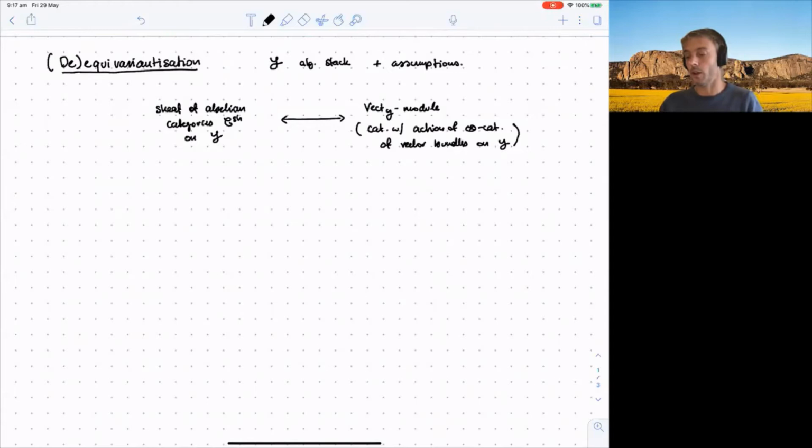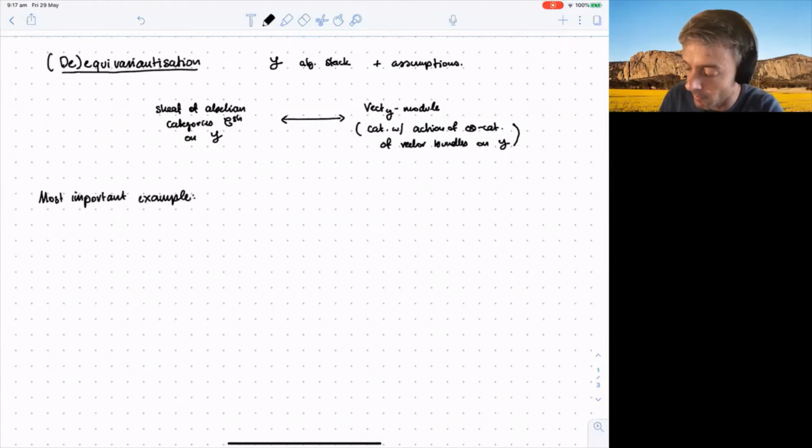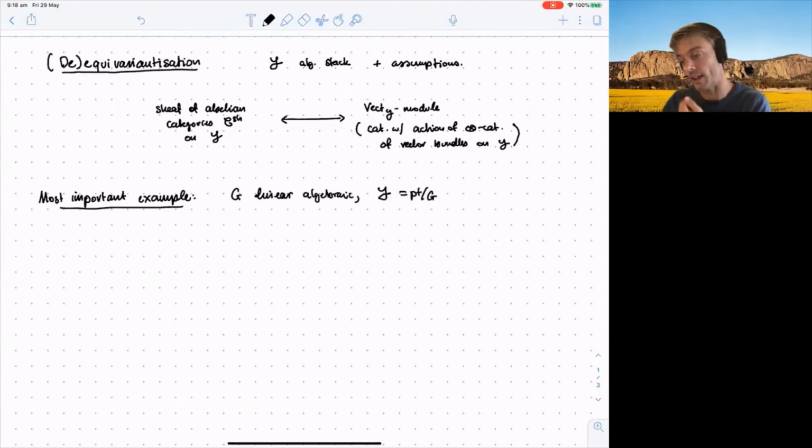And there were some assumptions, and I don't want to dwell on this too long because I want to get through this lecture, but the most important example is if G is linear algebraic and Y is point mod G, then we can think about Y. It's very useful, in my opinion, to take this point of view that Emily taught me, which is to think about this stack as the stackification of point mod G.